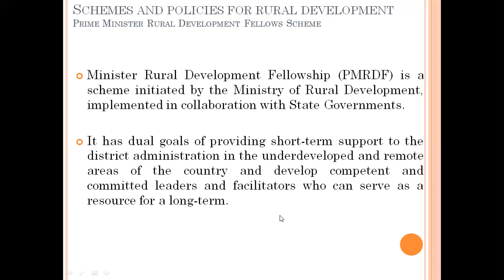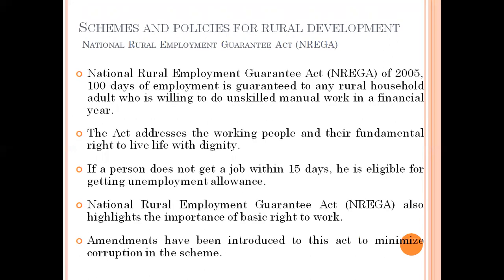Okay, so next scheme is National Rural Employment Guarantee Scheme. This thing we have already discussed. Mahatma Gandhi Employment Guarantee Act 2005. Okay, earlier name was NREGA and later it was named as MGNREGA, Mahatma Gandhi National Rural Employment Guarantee Act.